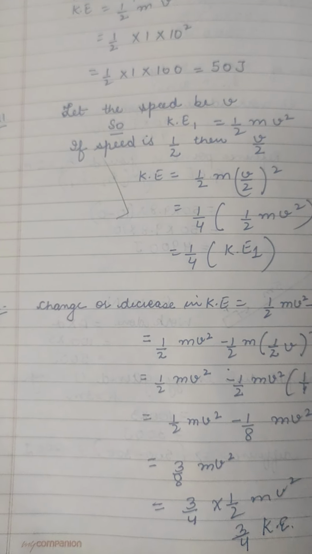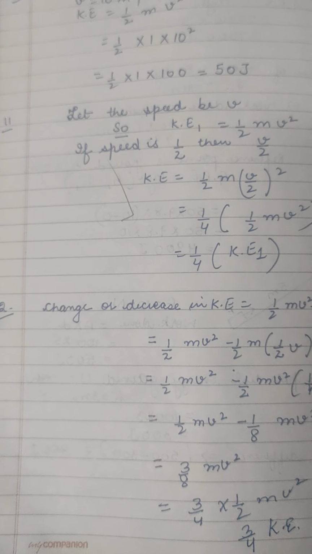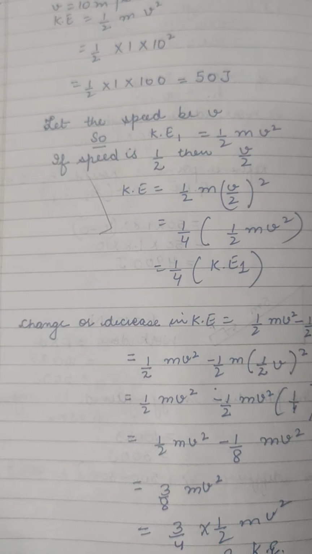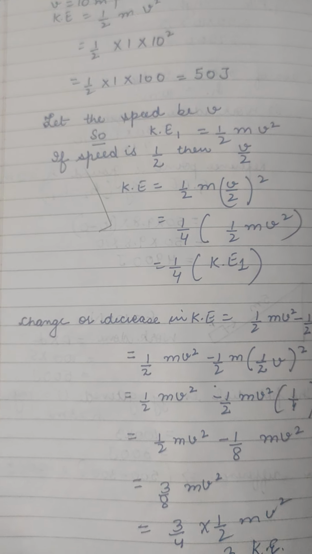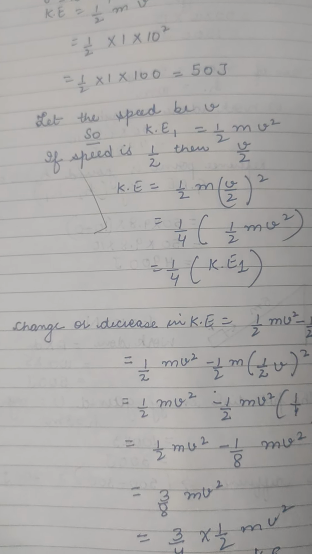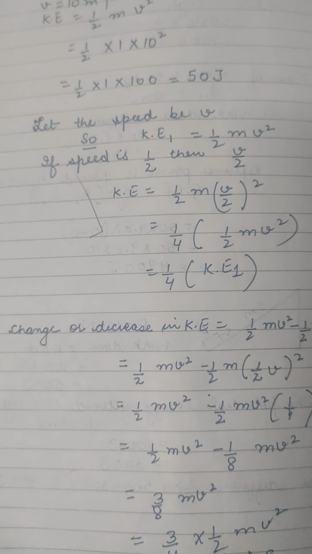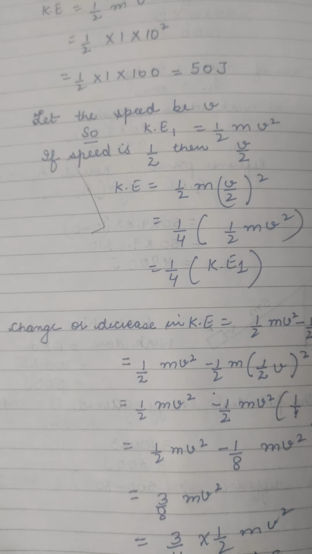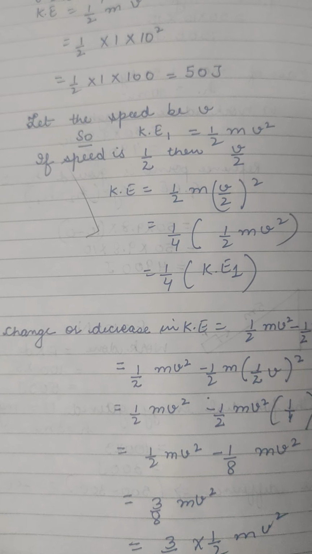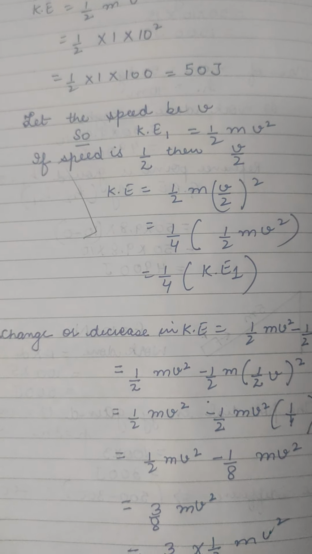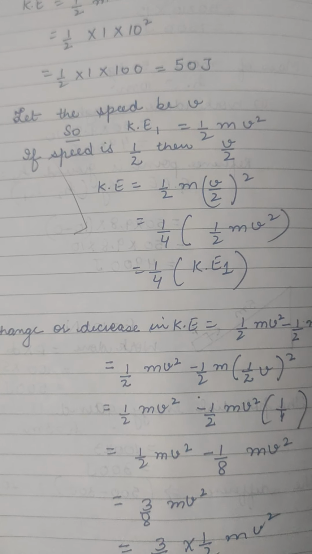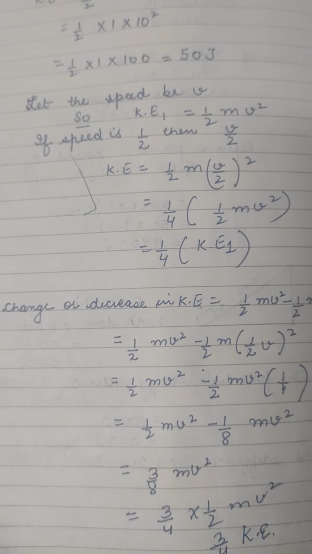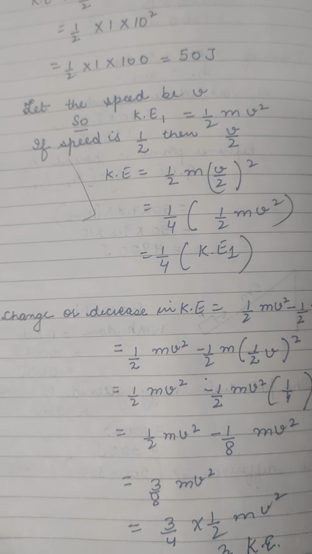Now the 11th question. If the speed of a car is halved, how does its kinetic energy change? See, these kinds of questions are important first of all. So kinetic energy is what? Half mv square. Now your speed is halved, so it means v will become v by 2. Putting down the value, that is half m (v by 2) whole square. So you see, it becomes 1 by 4 of half mv square. Half mv square is the actual kinetic energy, so it becomes 1 by 4th of that kinetic energy.